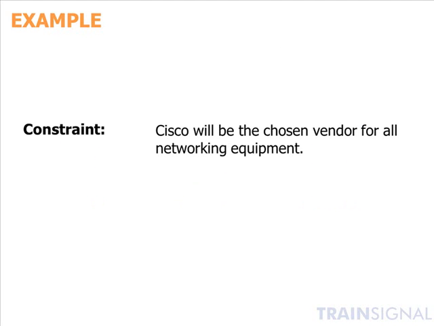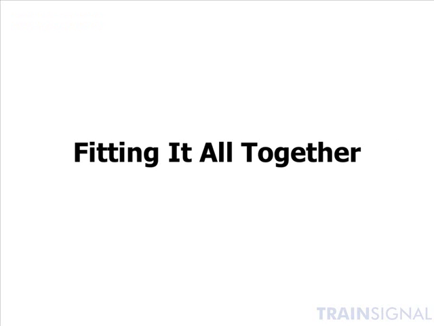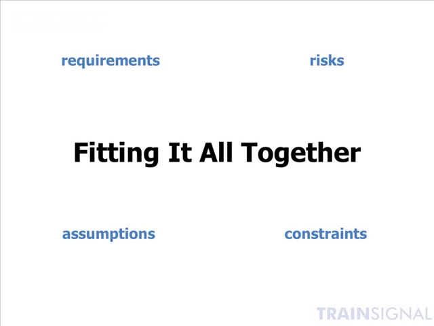Here's our example constraint. It simply says, Cisco will be the chosen vendor for all networking equipment. You can see that this does not affect the function of the design. It doesn't specify what the design has to do. It simply controls how you go about doing that design by saying that when you select networking equipment, you have to choose from Cisco.